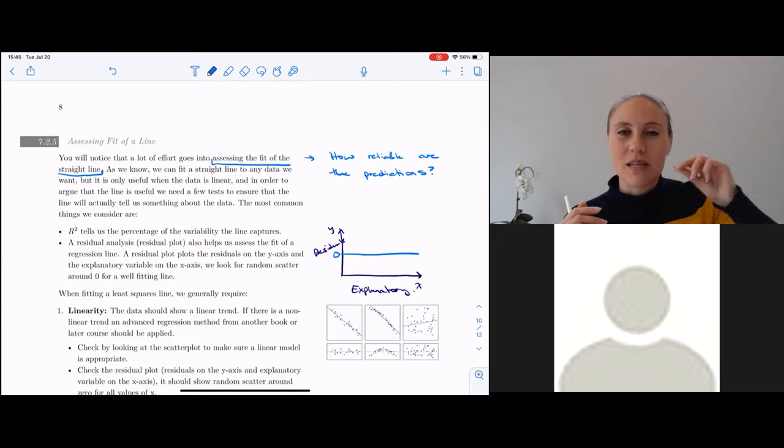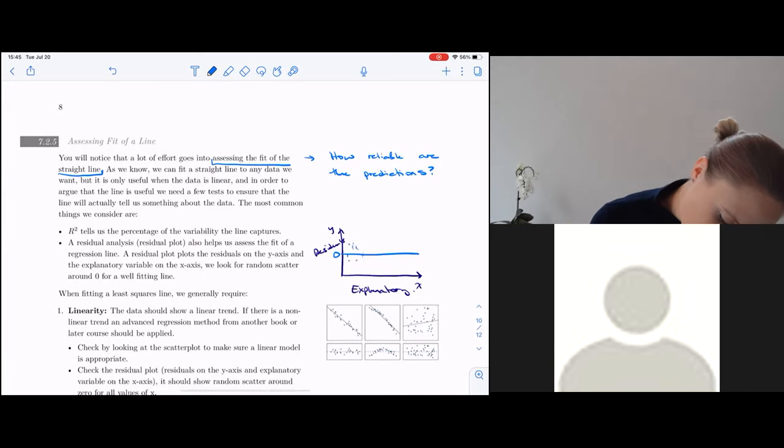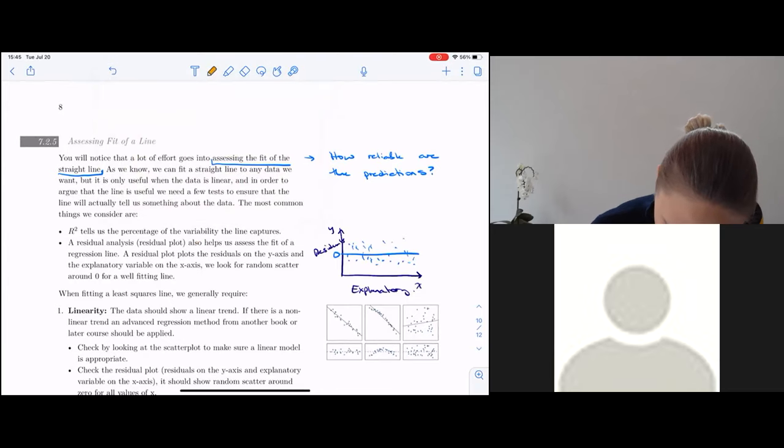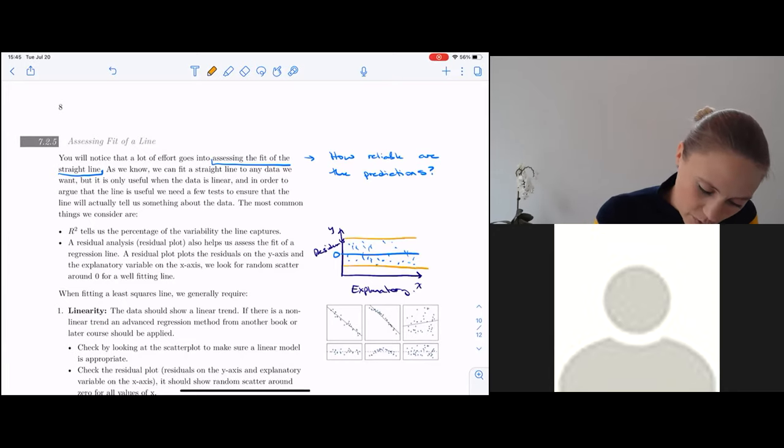And then some are negative and some are positive, right? And so we're going to want kind of random scatter around zero here, right? And so we're looking for this kind of even random scatter around zero. And I think I don't have the word even, but maybe that's worth adding here.